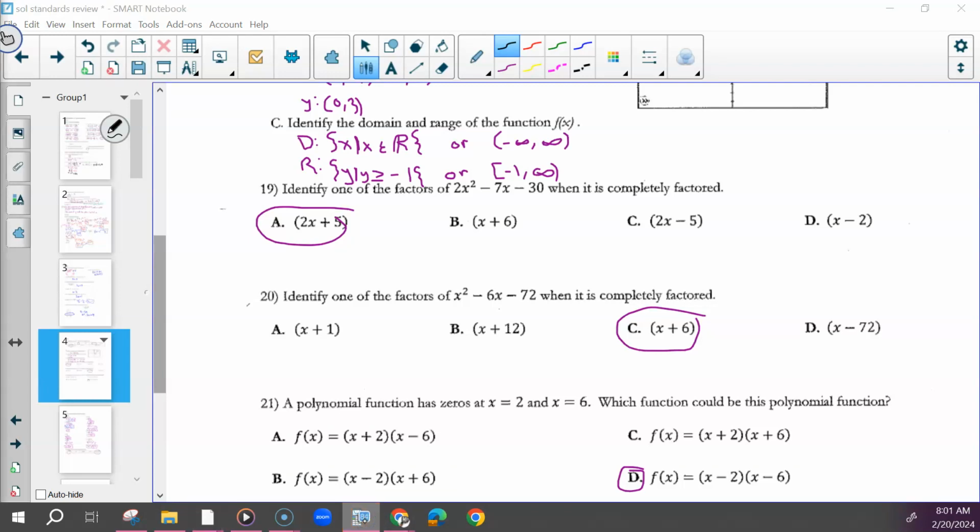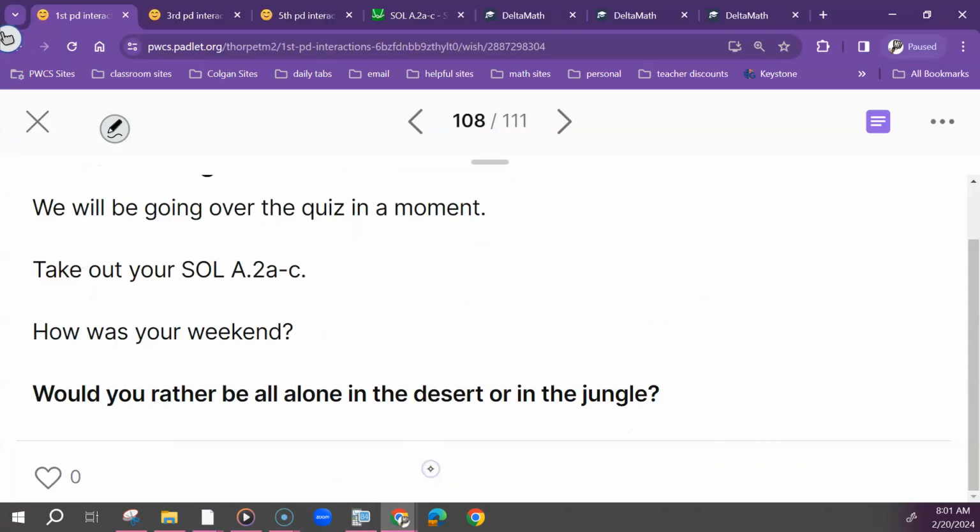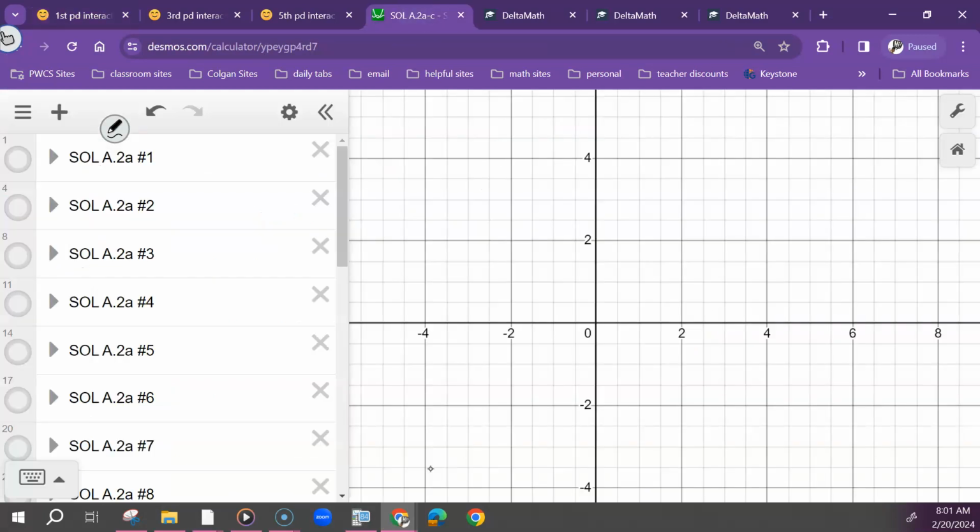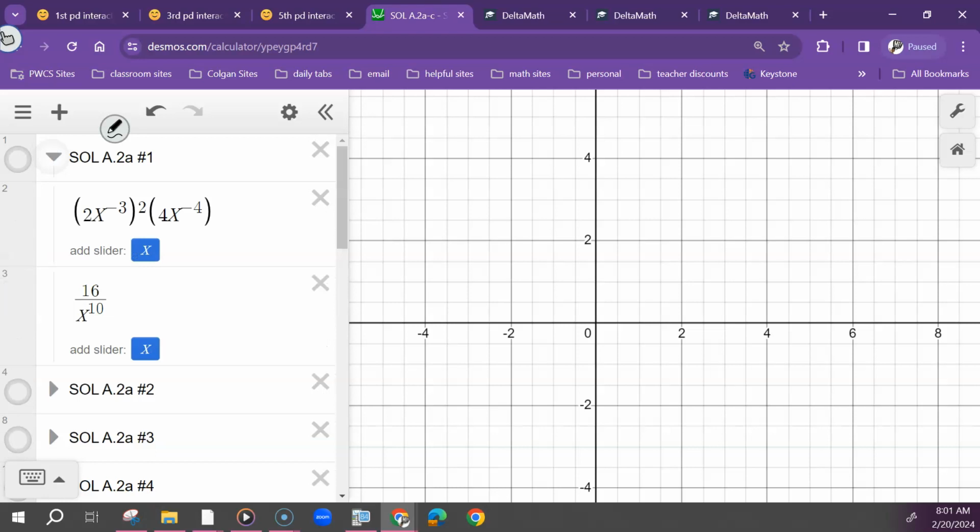I'm going to show you in Desmos really quickly how to do some of these, type your answer, and then we'll do just math. Okay, so for all of 2A, the exponent stuff, this only works with checking. You can't use Desmos to get your answer.